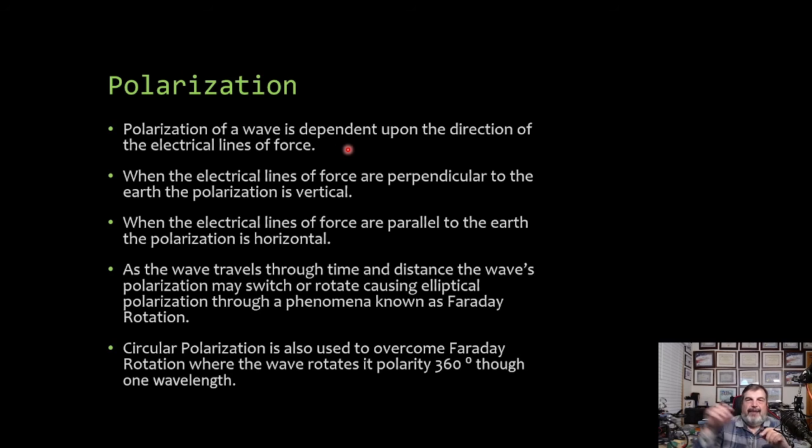Now, as waves travel through the atmosphere, they get kind of turned and bumped, and you'll end up with an elliptical polarization where part of it's vertical, part of it's horizontal, and it turns into an ellipse. You can also build an antenna specifically so that the field rotates 360 degrees over one wavelength, and you get a circular polarization. But for our purposes here, we're going to talk about horizontal and vertical polarizations, and that's it. Okay, but I just want you to understand it's dependent upon the electrical part of that wave.